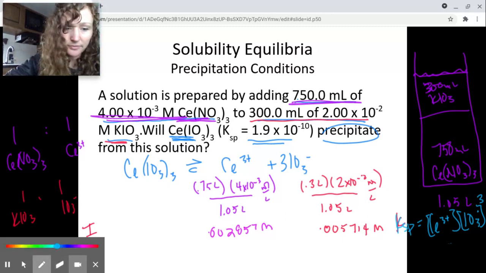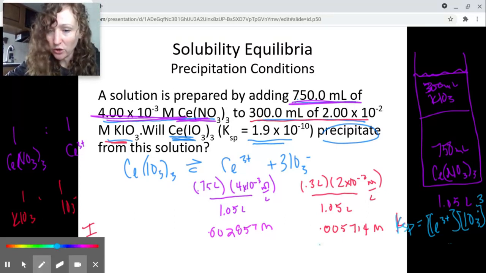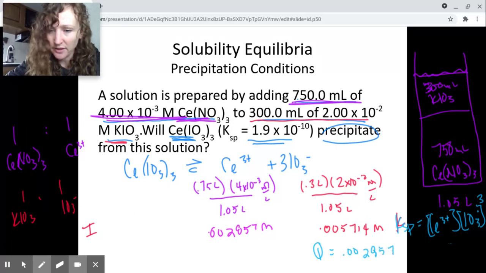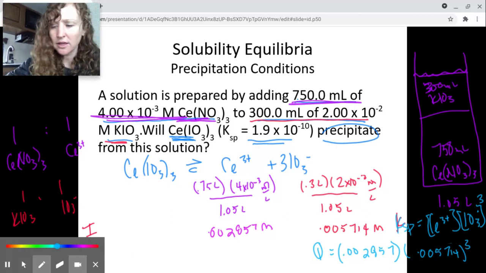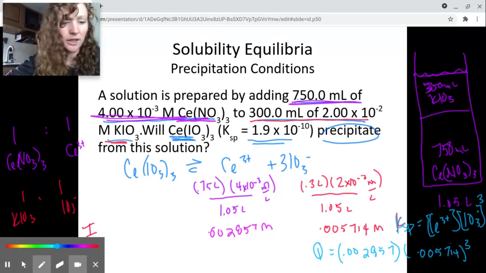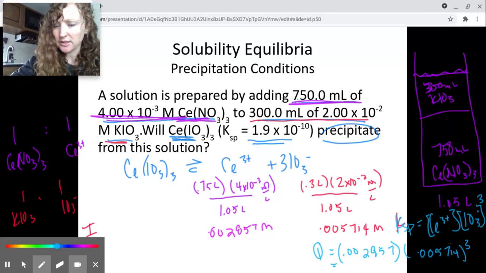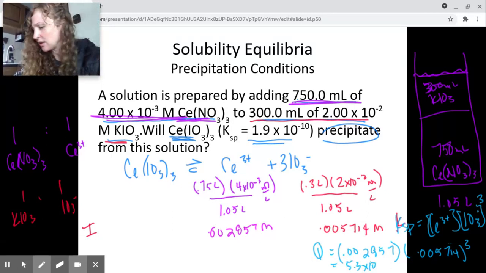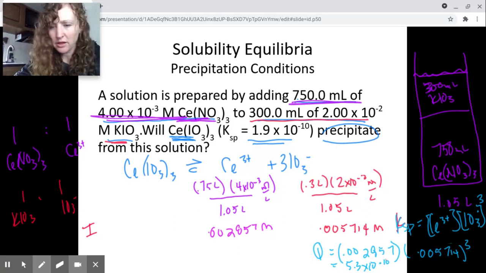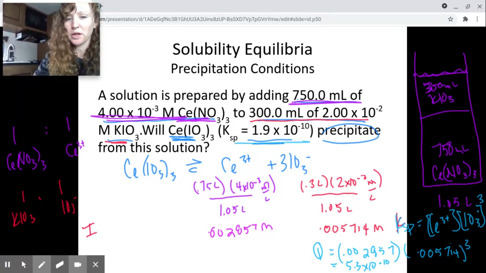Let's try that again. So for my Q, I'm going to get 0.002857 for my selenium, 0.005714 cubed for my iodate. Okay, so that we're going to calculate. And I get 5.3 times 10 to the negative 10th. Okay, so that's my Q compared to my K.